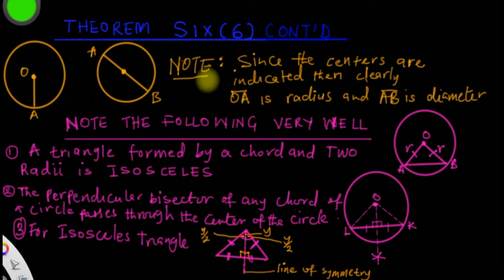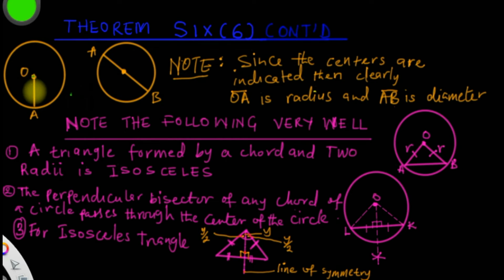Note, since the center is indicated, then clearly line OA is a radius, and line AB is a diameter. What are we saying here? Look at this side. You see that the center is indicated in this circle. This point is the center. Since this point is the center, the distance from the center to the circumference is the radius.